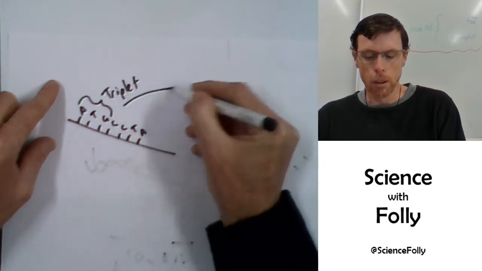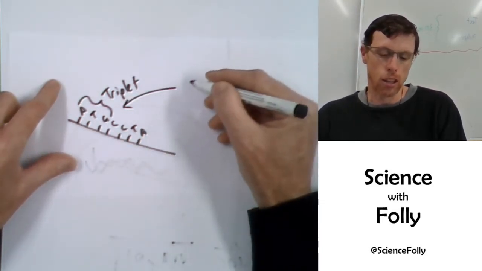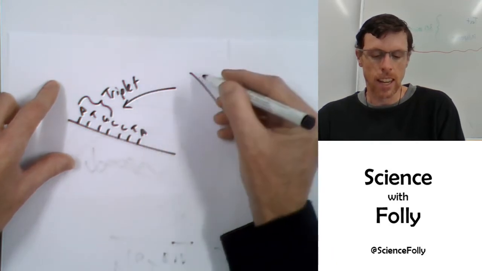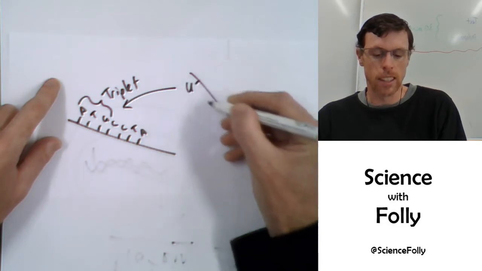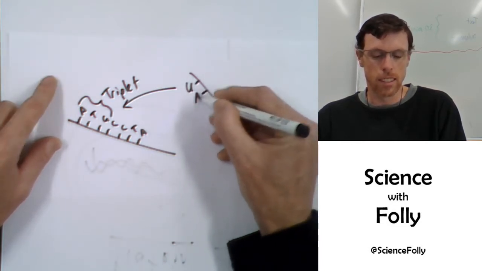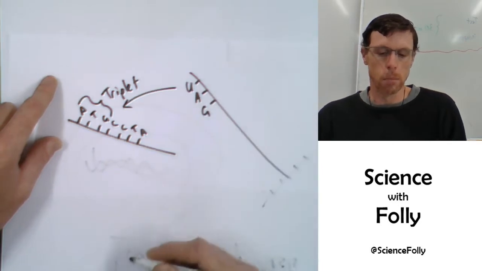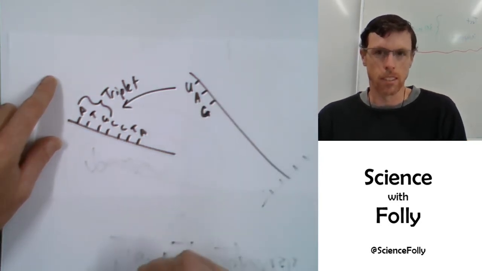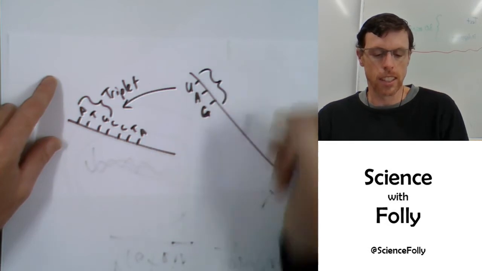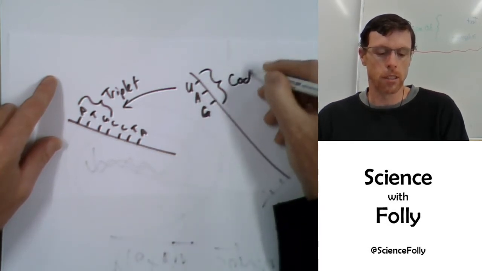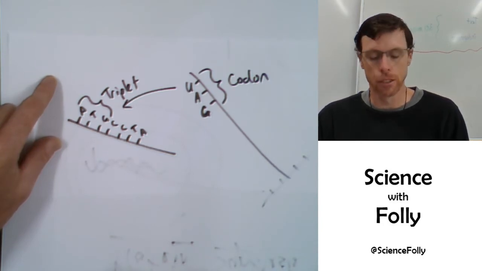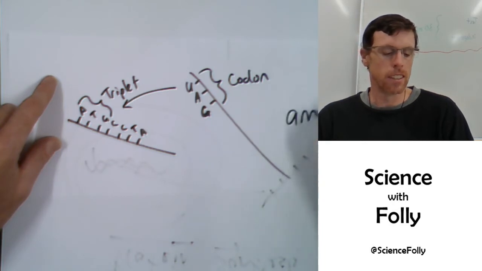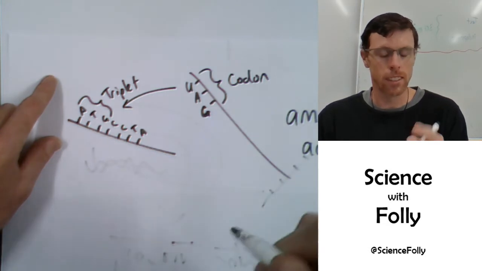A triplet is complemented by a codon in messenger RNA. A, remember, is complementary, becomes U, because RNA doesn't have T, it has U instead. T is complemented by A, and G is complemented by C. In this case, these three here on the messenger RNA are called a codon. And the codons, remember, code for stuff. What do they code for? Amino acids. That's right, they code for amino acids. You should have known that.